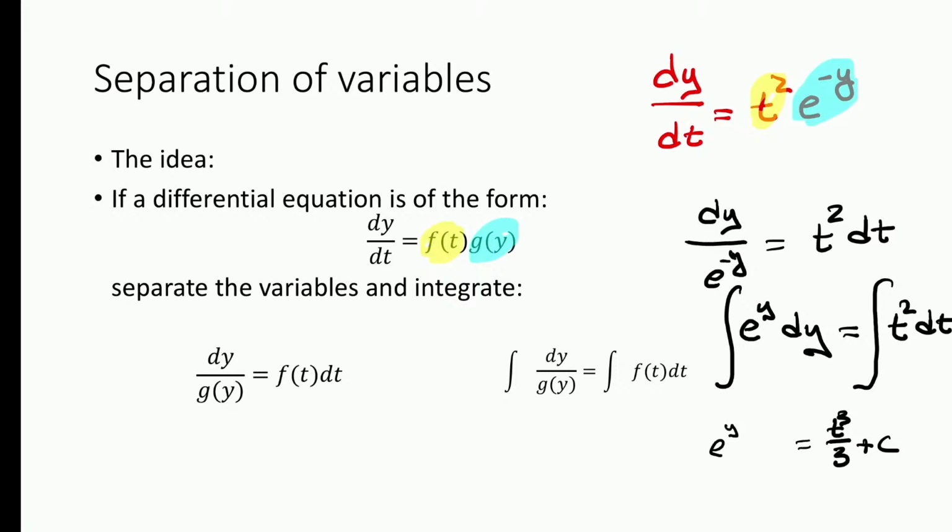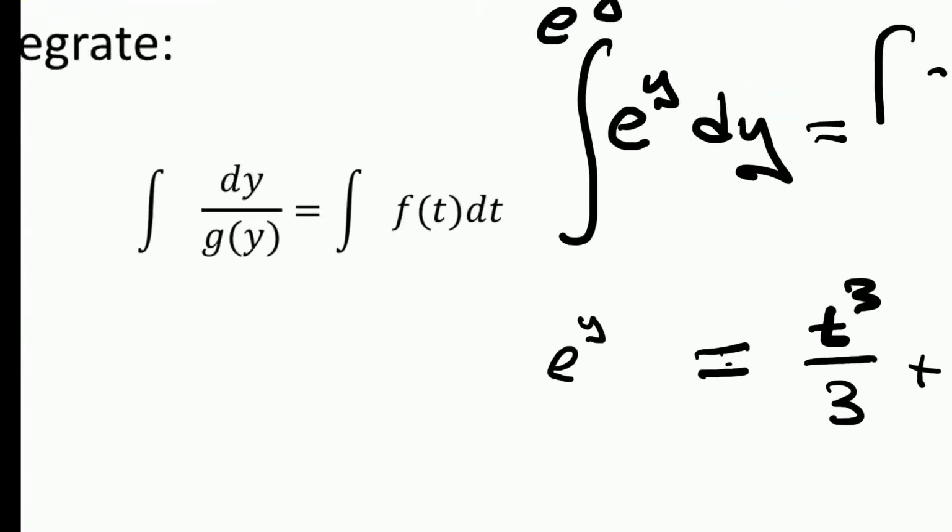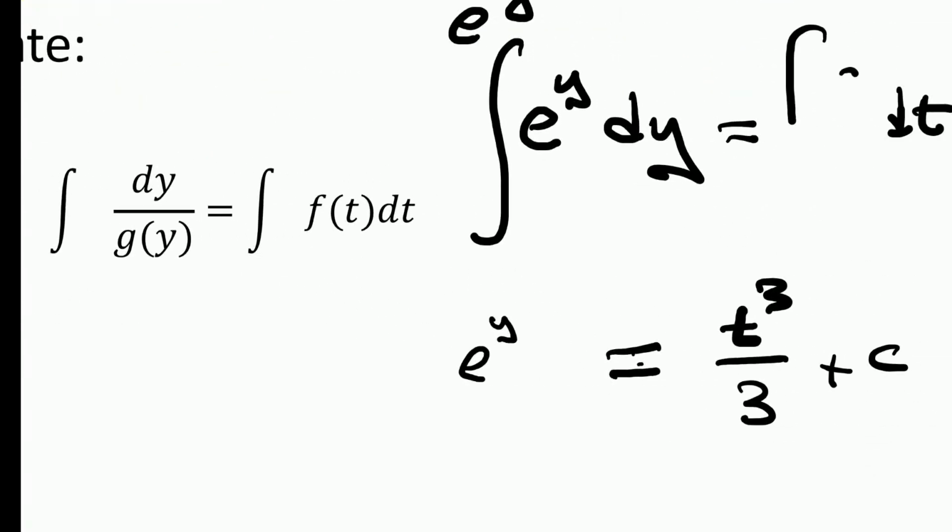Now, if you are really obsessed with doing this, you could solve for y. That's not too bad in this case. Whoa, what just happened? It all disappeared for some reason. Okay, let me rewrite it. Sorry about that. E to the y is equal to, what was it, t cubed over 3 plus c? Yeah, okay.